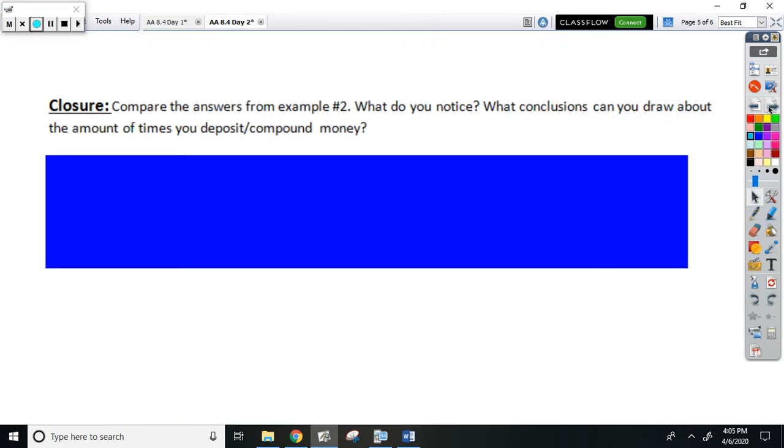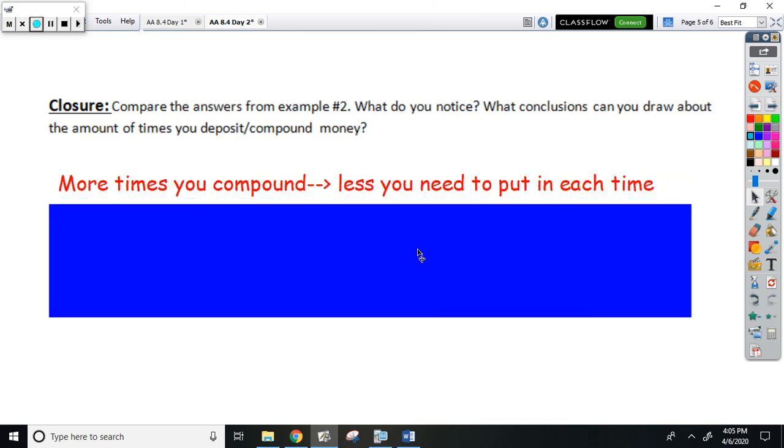And our closer just says, compare your answers from example 2. What do you notice? What conclusions can you draw about the number of times you deposit and compound money? So what we should notice is that the more times we compound, the less money we put in each time.